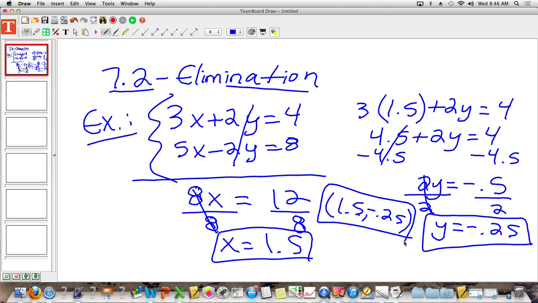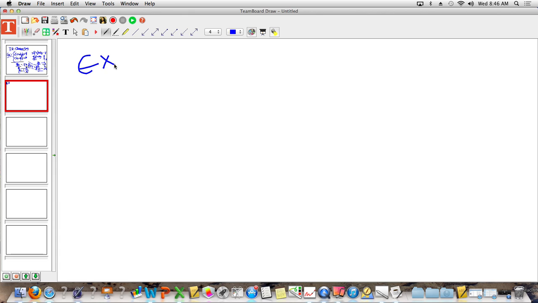All right, let's try another example. One that's a little bit more difficult than this one. Can I flip screens? Yeah. I'm just playing. Go ahead. I like this stuff. Can we try? 2x minus 3y is equal to 3, and x plus 2y is equal to 5.